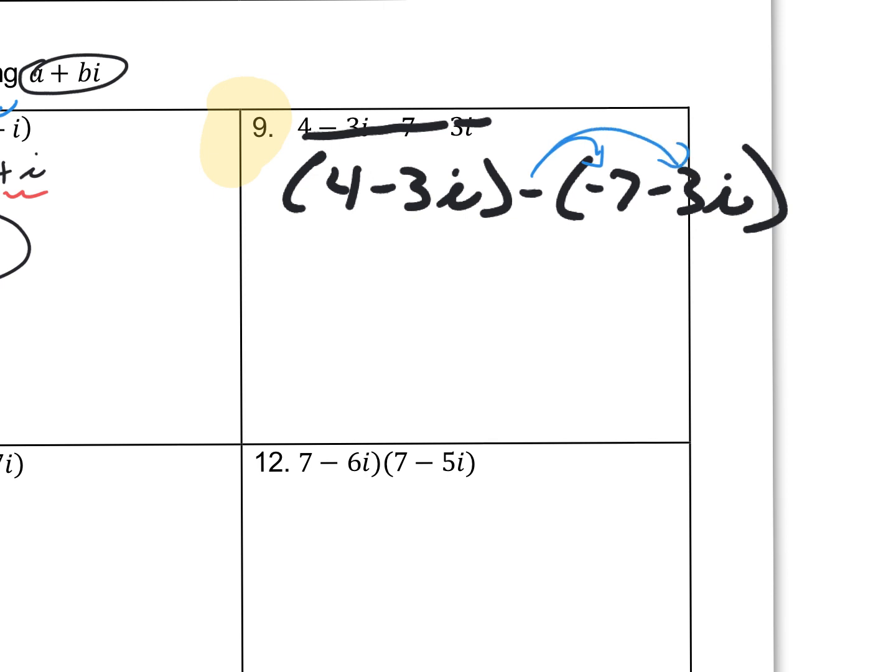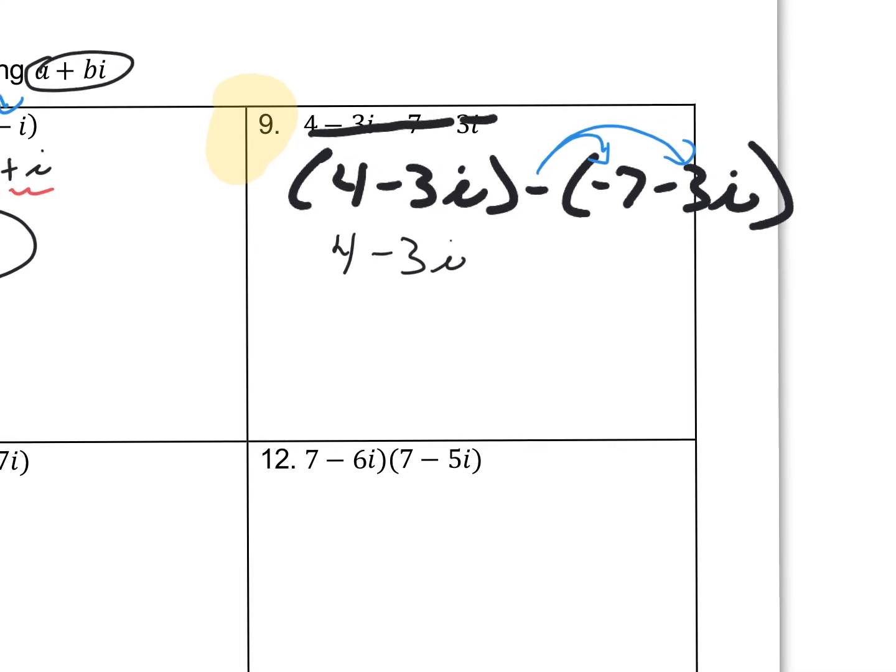So I'm going to rewrite this one as 4 minus 3i, and then minus -7 is going to become plus 7. And then minus -3i is going to become plus 3i. So again, we have some like terms we need to consider. We have a 4 plus 7. Well, that's just 11. And then we have -3i plus 3i. Well, those are going to end up canceling. And your answer will be 11.